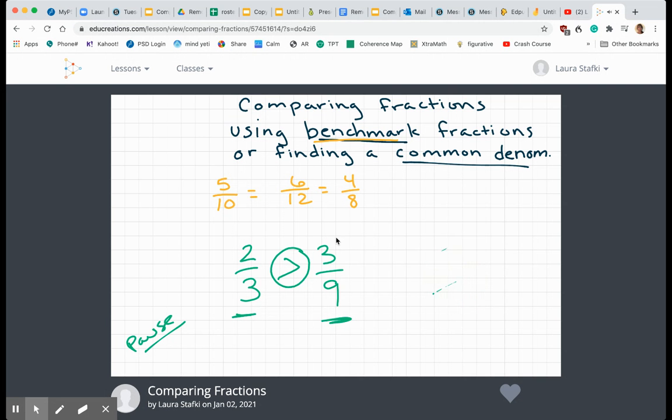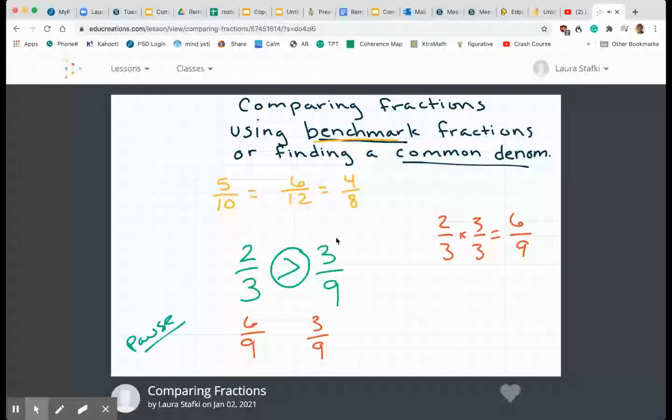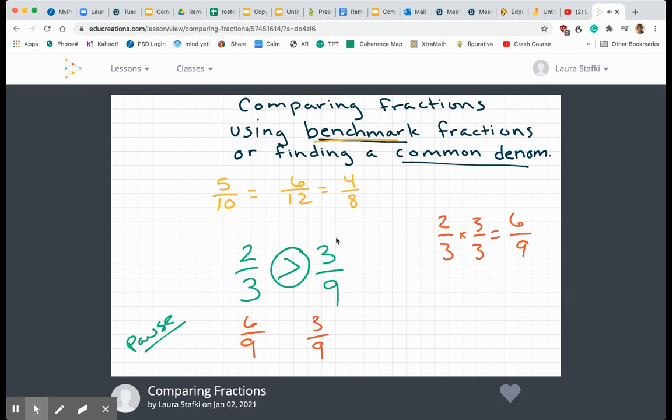The other way you might have thought of it is you might have seen, I can pretty quickly see that 3 times 3 is 9. So I can get common denominators pretty easily. So if I have 2/3 and I multiply it by 3/3, I will get 6/9. Hey, look at that. 6/9 and 3/9 are easy to compare because they're cut into the same number of pieces. They both have ninths. So I can see that that is greater.